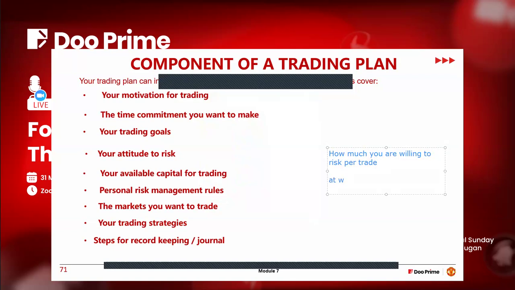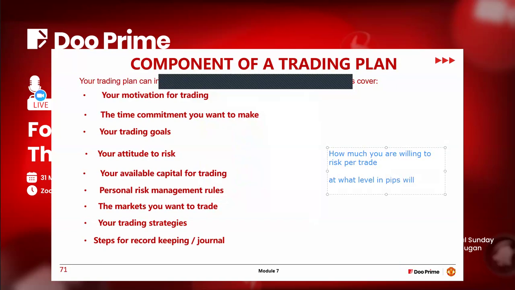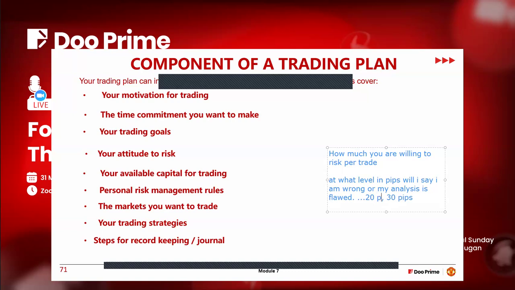At what level in pips will I say I am wrong, or my analysis is flawed? Is it 10 pips, 20 pips, 30 pips, 40 pips? It all depends on you and what you have backtested with your strategy.